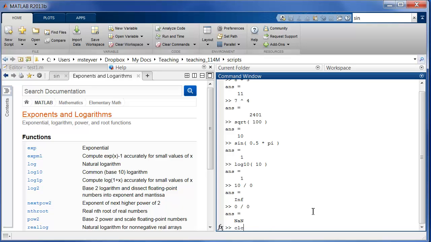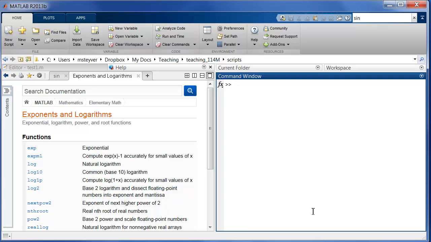If you type in CLC, you can clear the command window. Another thing is if you use the cursor keys, if you use cursor up, then you can bring up older commands. That's very useful, especially if you have a long history of typing in these commands. MATLAB will record that history, and you can easily bring it up by using the cursor key.